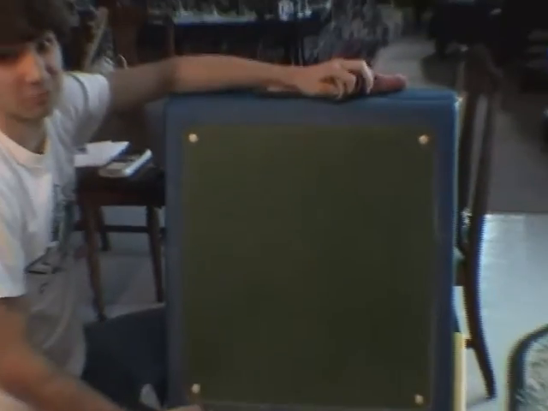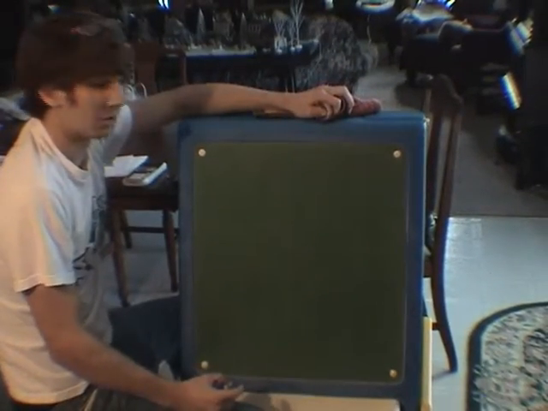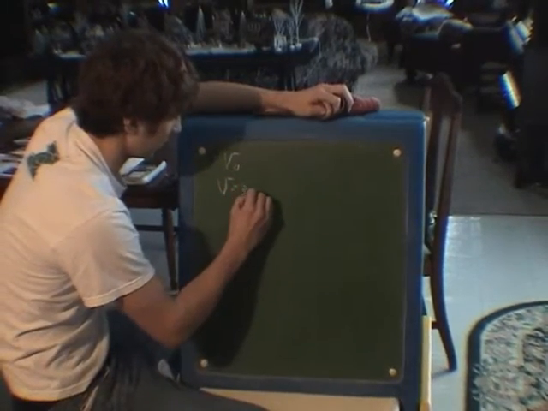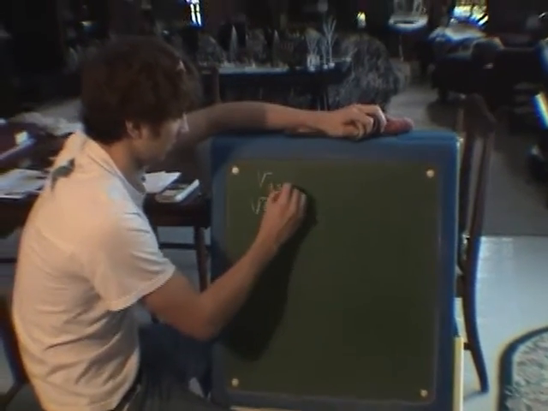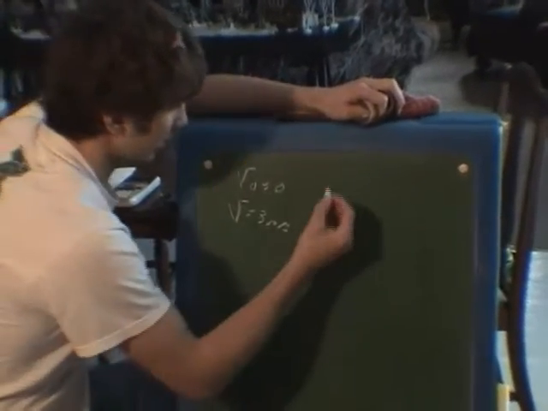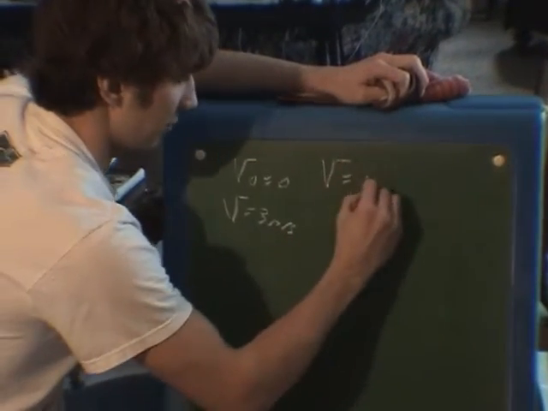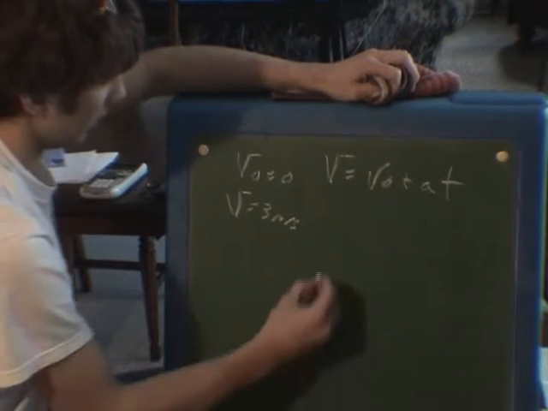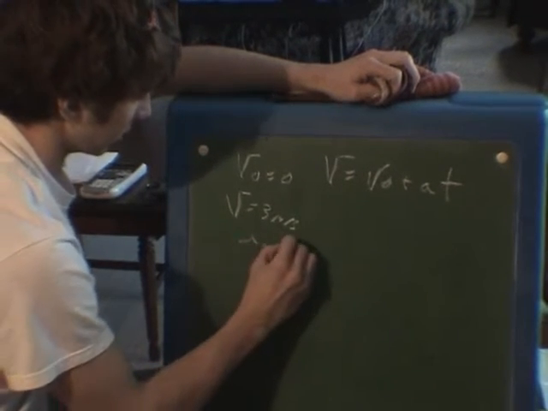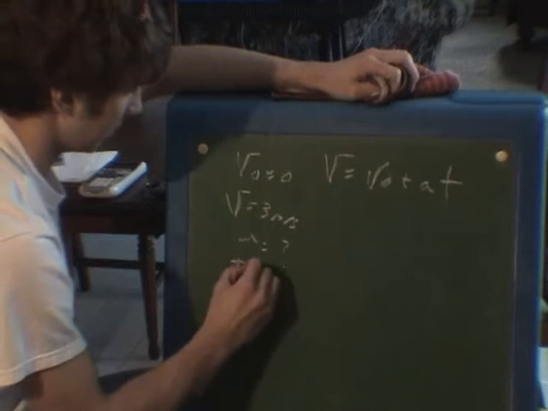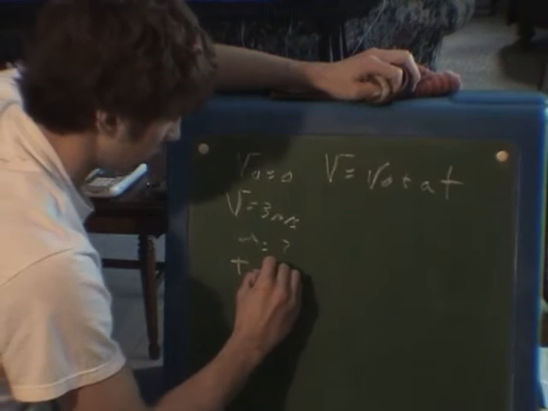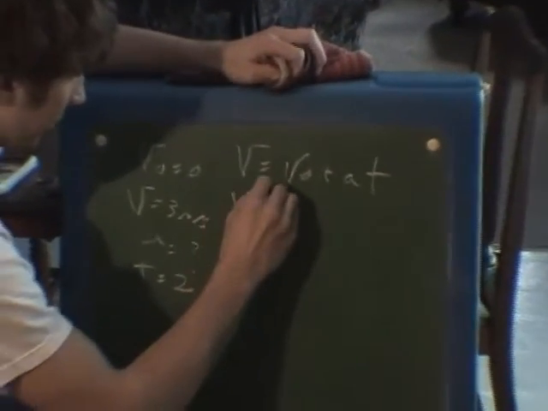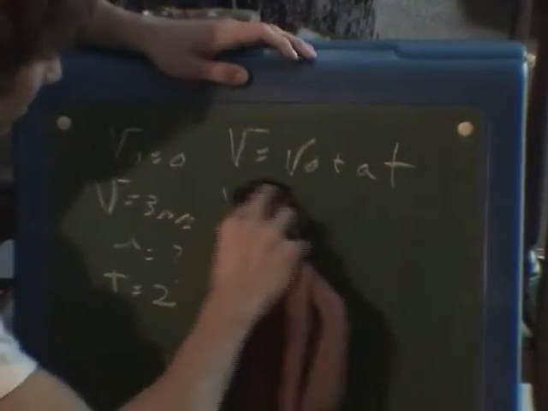Now, I wasn't always going 3 meters per second. I started out at 0, meaning my V naught is 0. Velocity, 3 meters per second. By plugging this into the formula, V equals V naught plus AT, A equals our question, T equals 2 seconds.